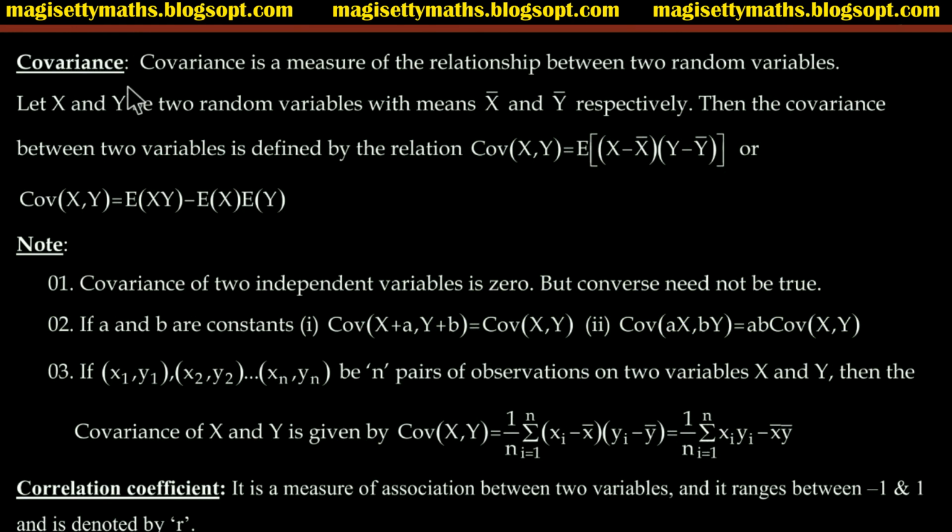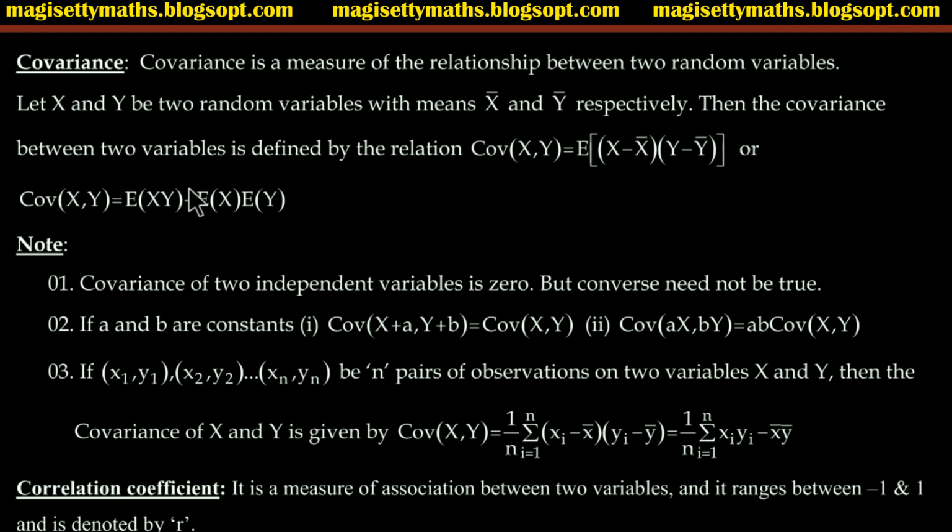Now first, the definition of covariance: it is a measure of the relationship between two random variables x and y. That is, if x and y are two random variables with means x bar and y bar respectively, then the covariance gives the relationship between two variables.